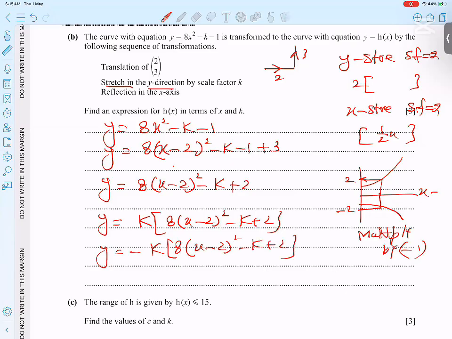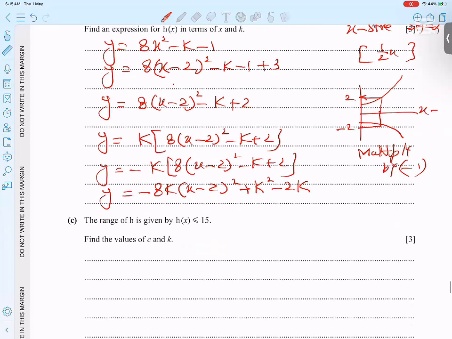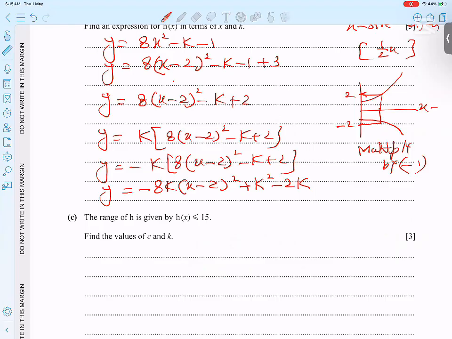If you leave it here, because it did not say simplest form, you can leave it, and get full marks. But if you write it, no problem. And how to do it? Maybe next part we have to use it. So negative, I'm multiplying, so 8k times 2x minus 2 whole square, negative, negative, positive k to power 2, and negative 2k. And this is the simplest form, okay? Yeah, this is okay. And range.